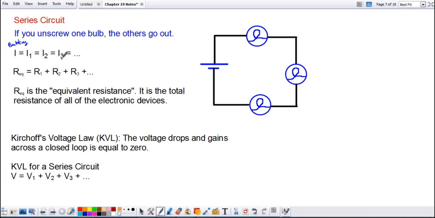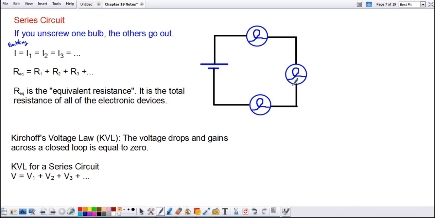You can kind of think of it as being a one-lane road, okay? You're the first electron, and you're going around, and the second one cannot go around you, cannot pass you. There's only one path. So therefore, you're all going to end up going the same speed, okay?